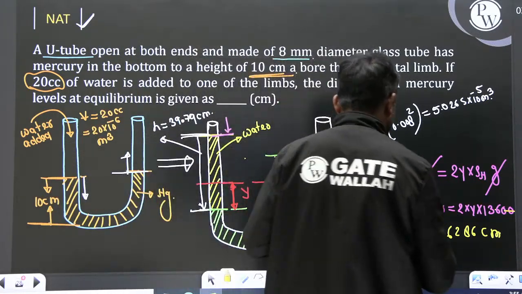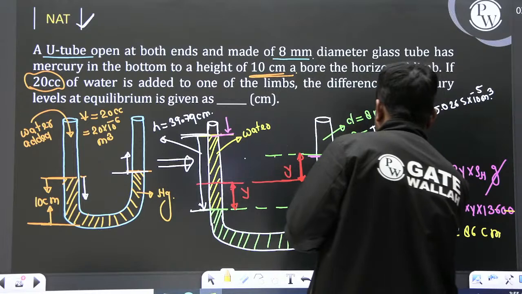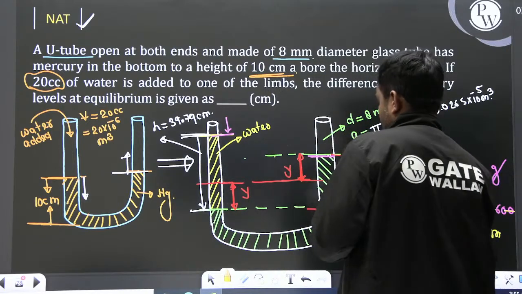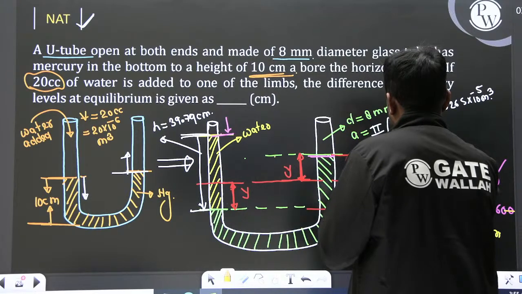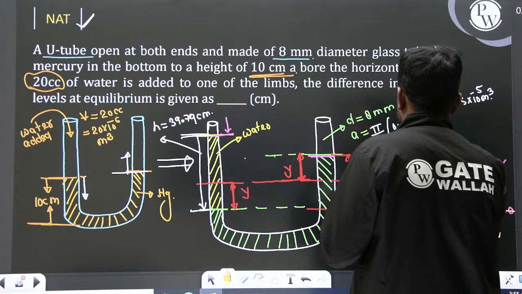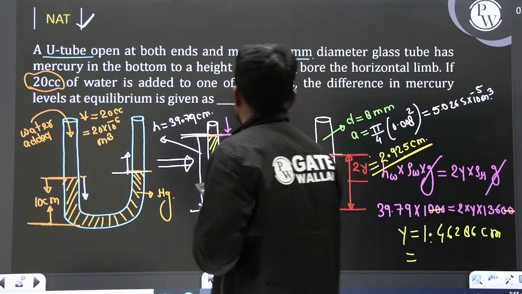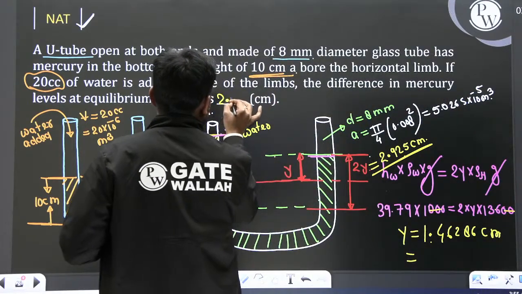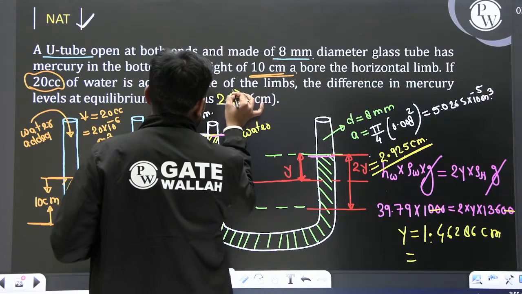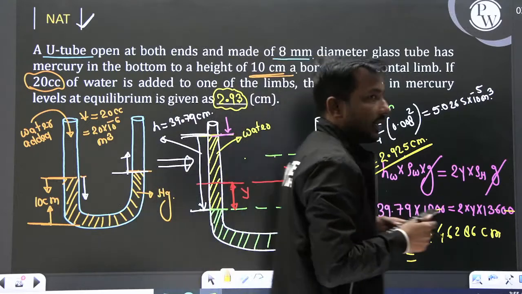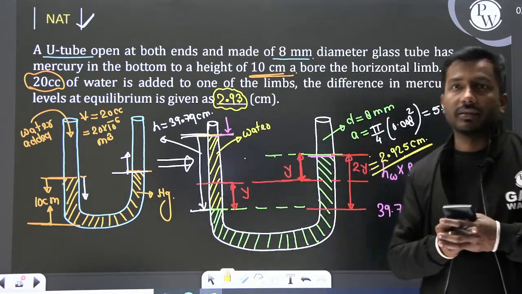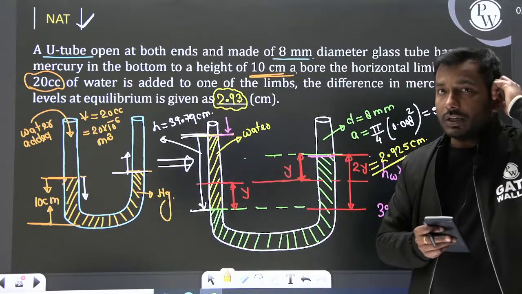the twice of the difference. It means you need to calculate the 2y. Okay, the difference between left and right arm you need to calculate. So that is 2.925 centimeter. Yeah. The answer should be 2.93 centimeter. Good. Okay.